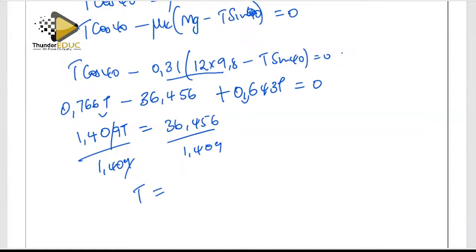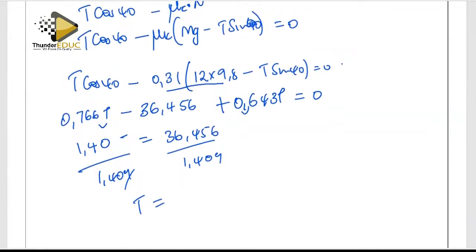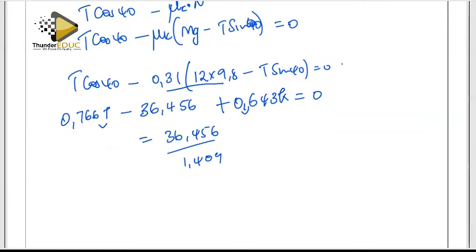Someone says our answer is kind of not right. It's fine. What did we do wrong? We did not multiply by the 0.31. Multiply this by the 0.31. Thank you very much. So 0.643 times 0.31, which is 0.199, so this is 0.766t plus 0.199t. Okay, when you simplify that, what do we end up with?